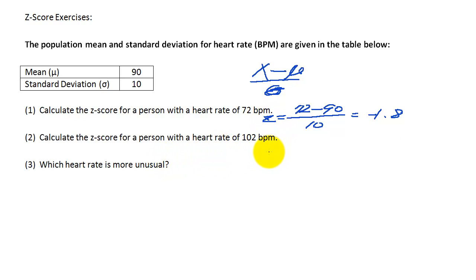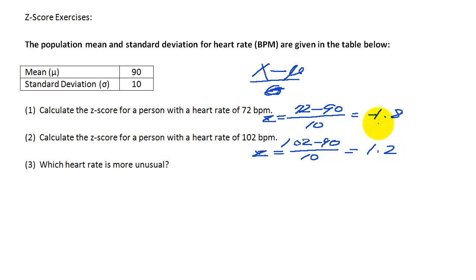Z-score for a person with a heart rate of 102 bpm. So the z-score is 102 minus 90, divided by 10, which is 1.2. Which heart rate is more unusual?